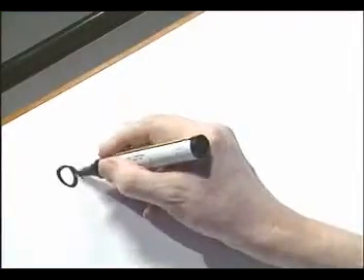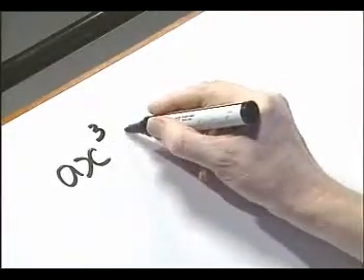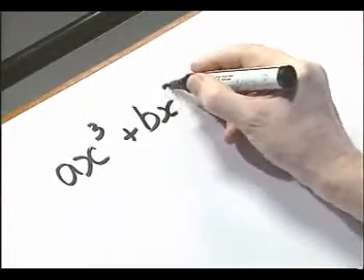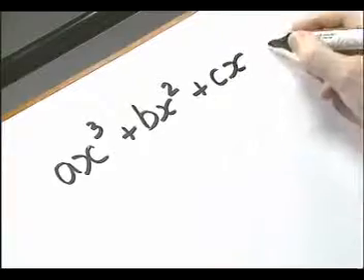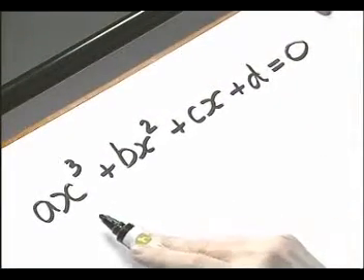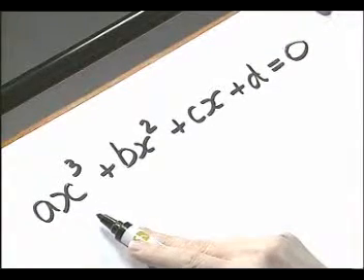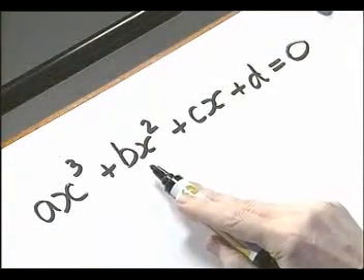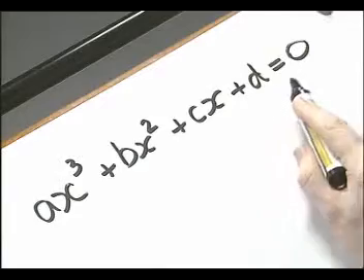The general strategy for solving a cubic equation is to reduce it to a quadratic and then solve the quadratic by the usual means, either by factorizing or using the formula. A cubic equation has the form ax cubed plus bx squared plus cx plus d equals 0. It must have a term in x cubed or it wouldn't be a cubic, but any or all of b, c and d can be 0.